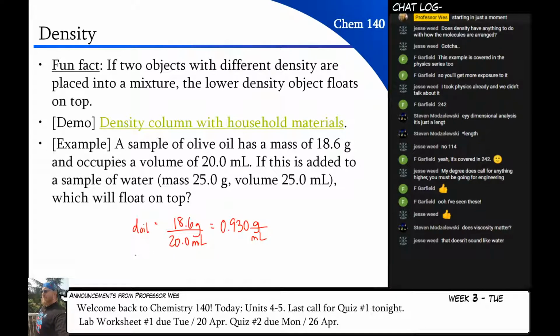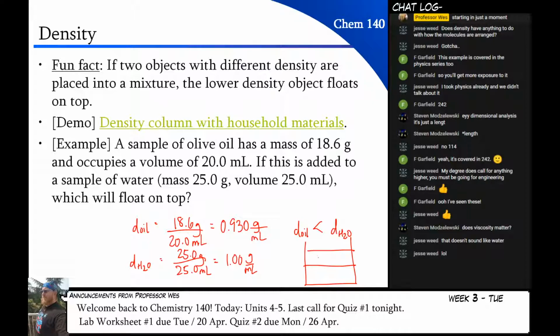All right, let's do the density of water. Now, obviously, the mass and the volume are the same. So I'm just going to get 1 gram per milliliter. And so what we would say is, oh, okay, well, the density of the oil is less than the density of water. So if I were to draw a picture of it, I'd have 2 layers, and the oil would go on the top, and the water would go on the bottom.